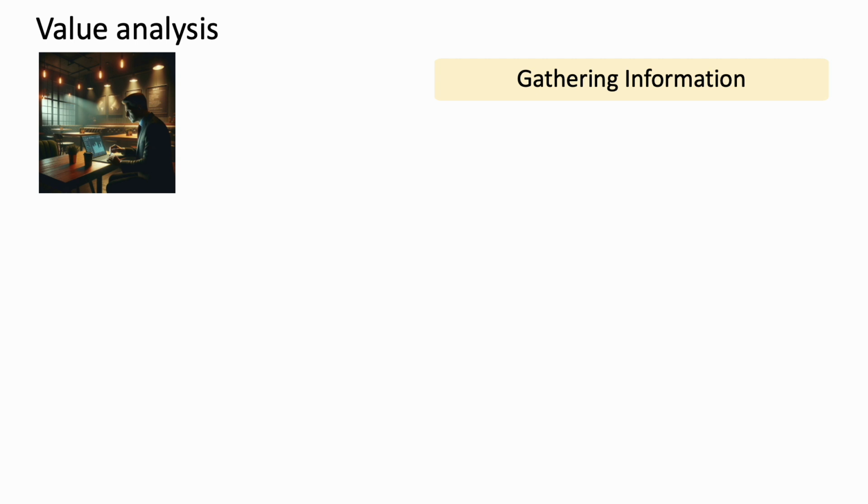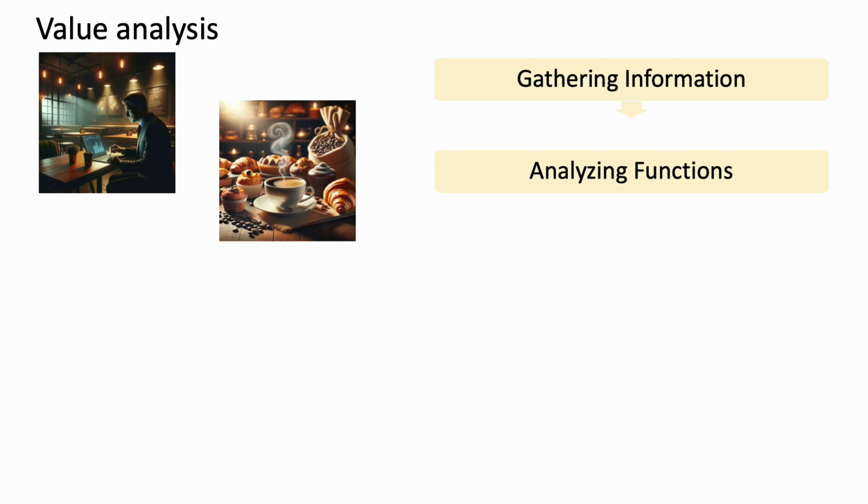2. Analyzing functions. This step is about analyzing primary and secondary functions of a product or service. For the coffee shop, the main job is to serve great coffee and drinks. Extra services might be selling bakery items or coffee beans. Tools like quality function deployment and POO analysis help understand these functions better.